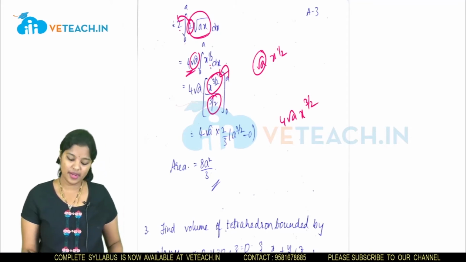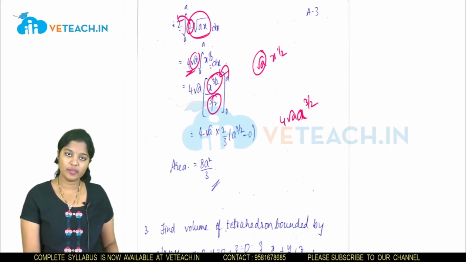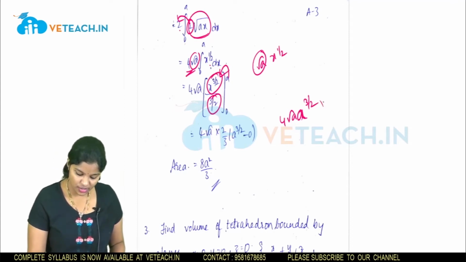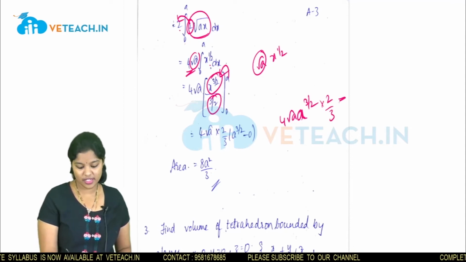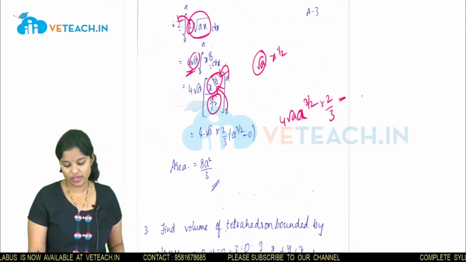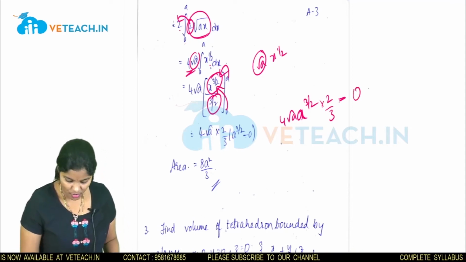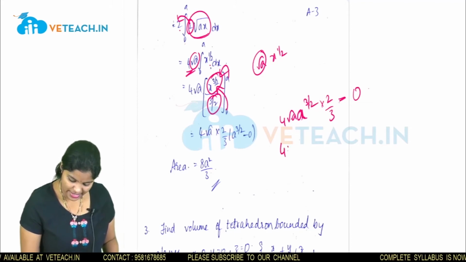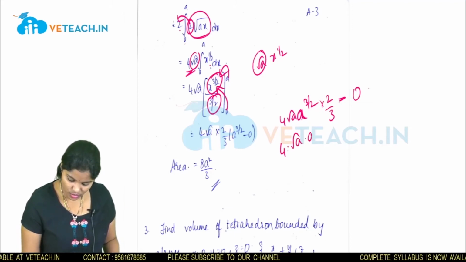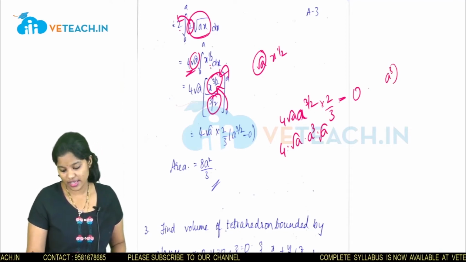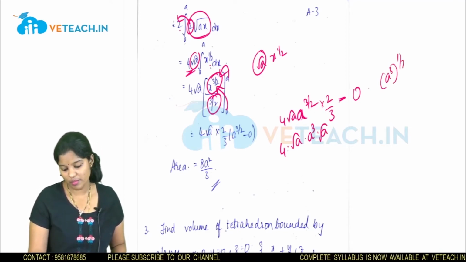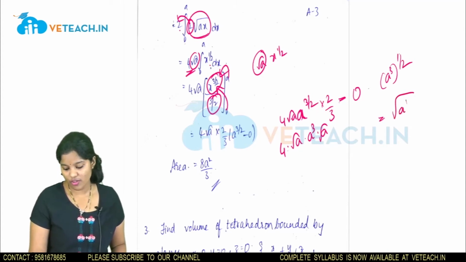Now insert the upper limit. What x will become? It will become a into 2 by 3. And what will be the other limit? If 0 is inserted, the whole term will be 0. That means 4 root a into a root a, that is a cube whole power 1 by 2. That is root of a cube.